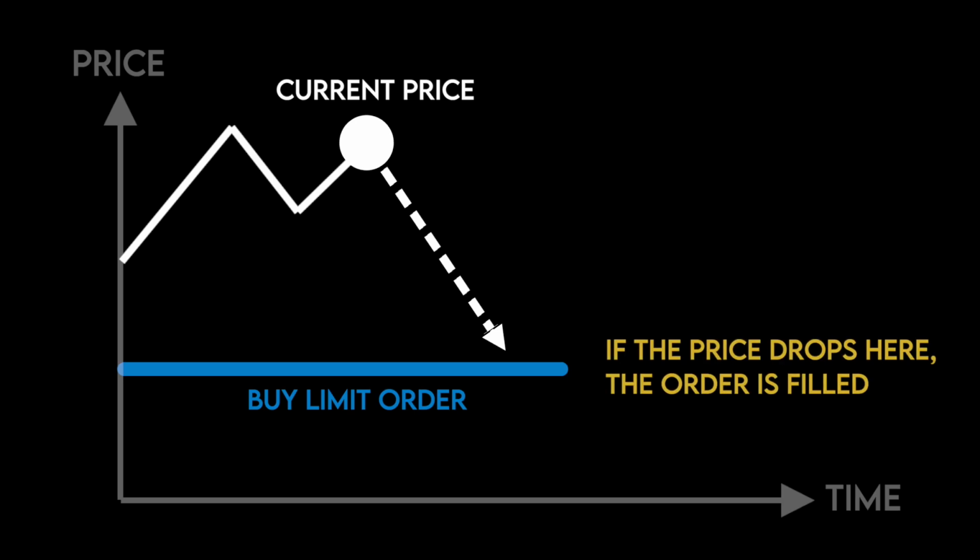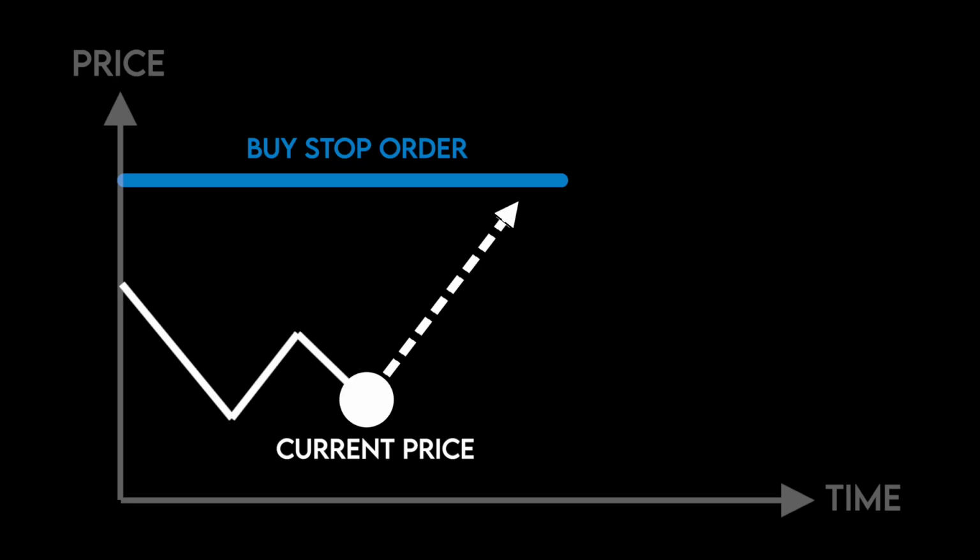For this example, let's say the price is at $10.50. You're expecting a pullback and you want to buy 10 shares if the price is at 10. So you place a limit order at $10, and when the price drops to $10, you become the owner of 10 shares.